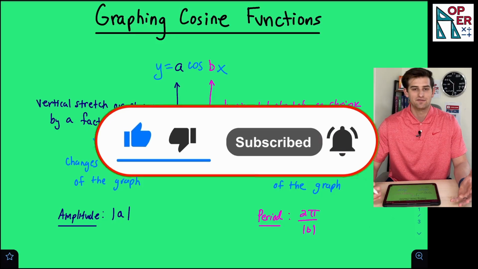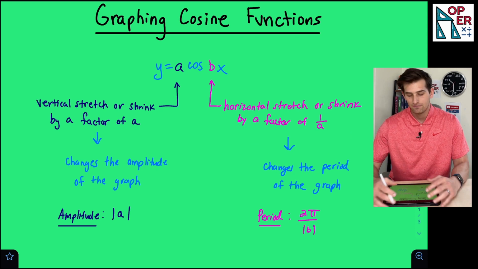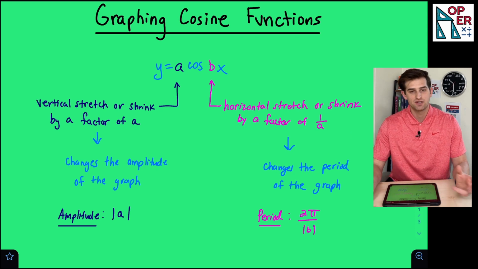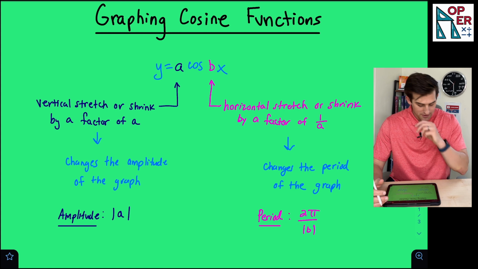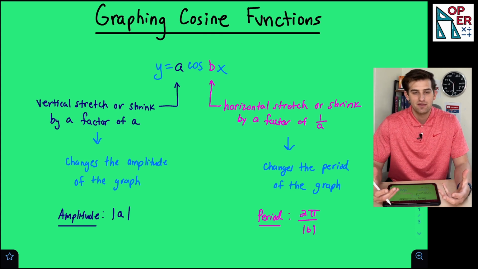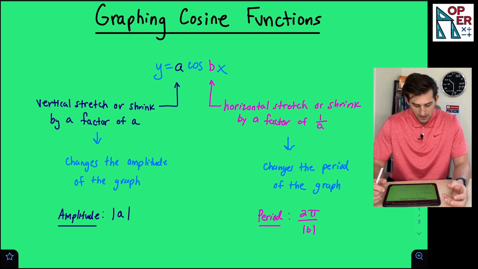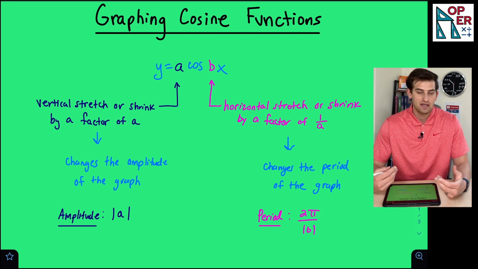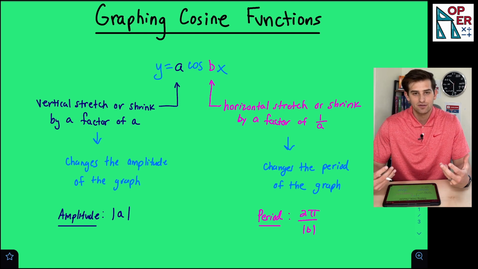Let's talk about how we can graph some cosine functions. Very similar to graphing sine functions with just a couple differences. So at the top we see y equals a cosine b of x. Once again, a and b represent the same thing as they did in our sine function video. So a is our vertical stretch or shrink, and that's by a factor of a. Once again, this is going to change the amplitude of the graph. So the amplitude is just going to be the absolute value of a.